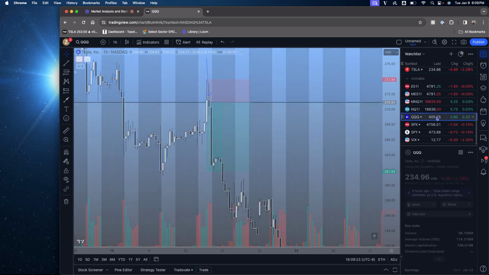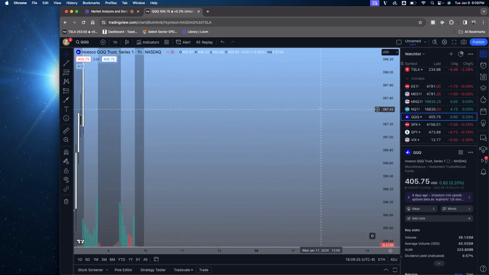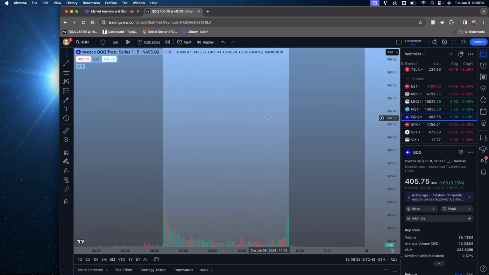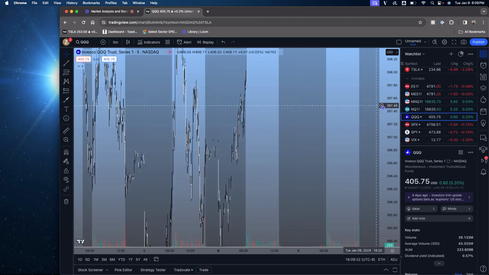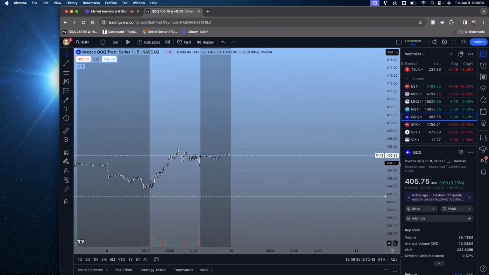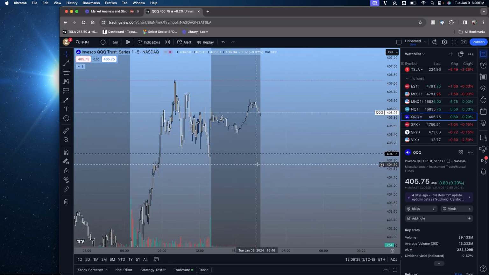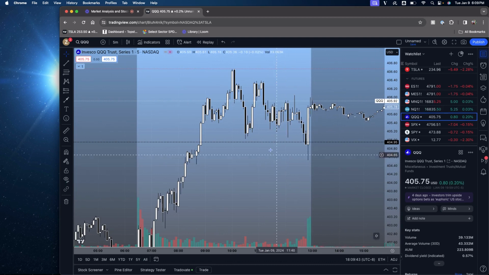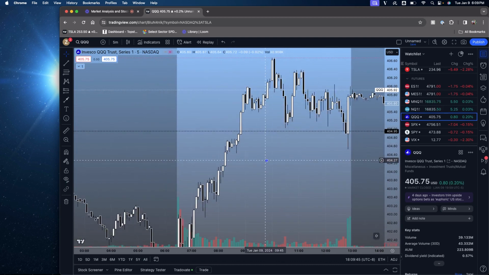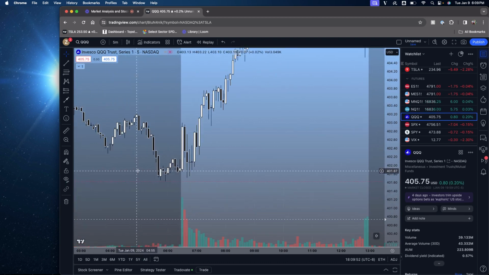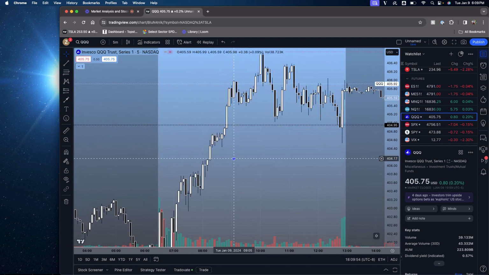Let me go on to QQQ. And let's say for instance, we want to scalp. If we want to actually scalp, right here, this is perfect. This was today, right? This was perfect. So we are on the 5-minute time frame. We end up going up, right? We're rising.